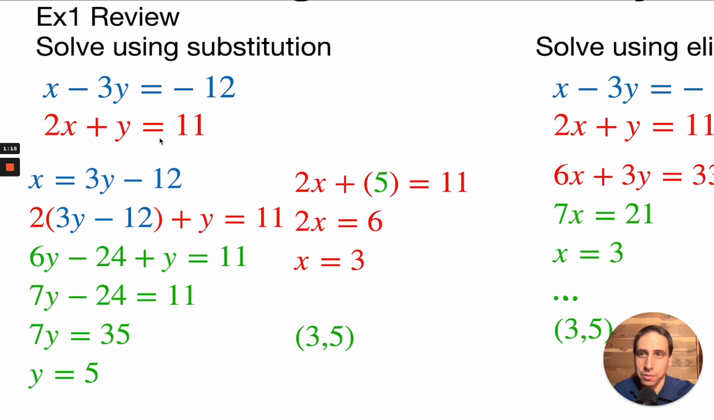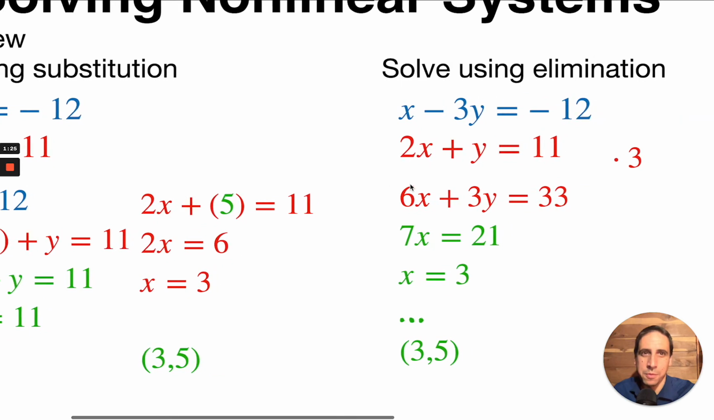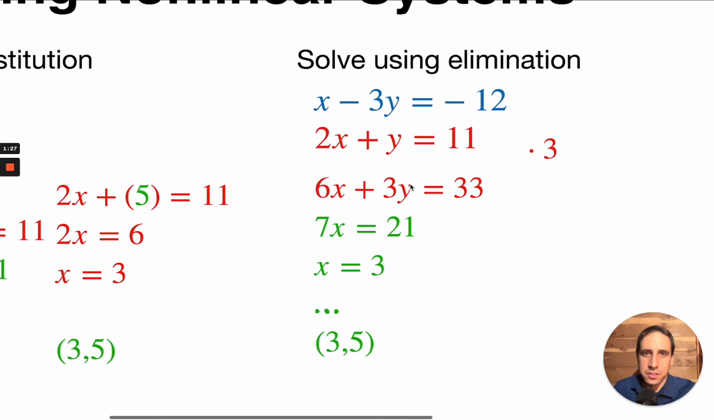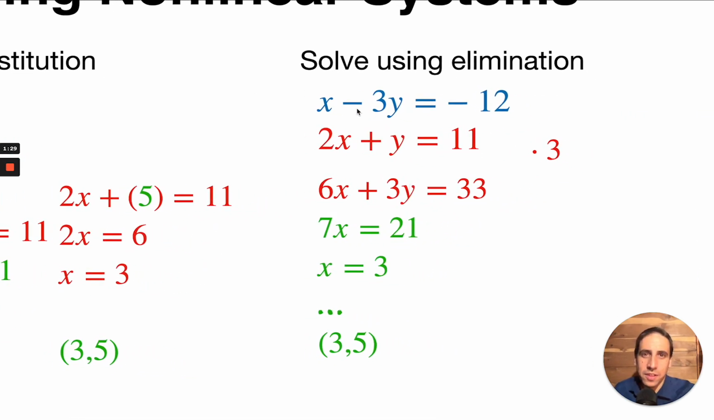This is the one place where the two lines intersect, at 3, 5. There are the two values that will work in both of these equations at the same time. Now let's just remember what elimination looks like. Let's do the same exact problem except using a different technique.